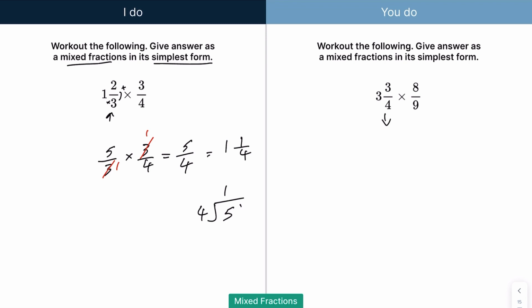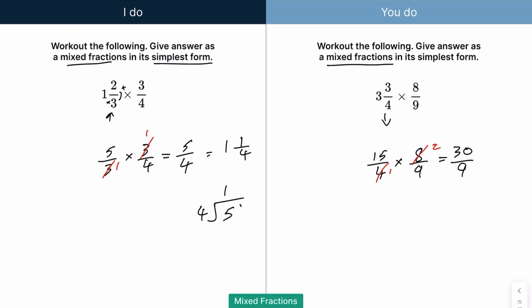Okay, and again, hopefully you've pressed pause and had a go at the example on the right. So the first thing is to write this as an improper fraction. So that would be 4 times 3, which is 12. Add the 3, which is 15 over 4, times 8 over 9. Again, looking at this, I can simplify it to make my life easier. Divide that by 4, divide that by 4. So that then gives me 30 over 9.